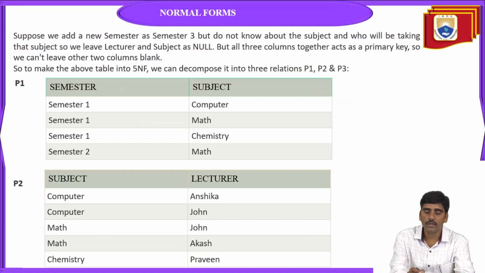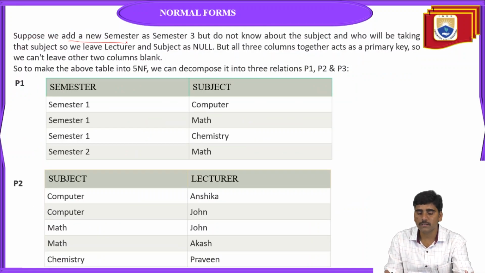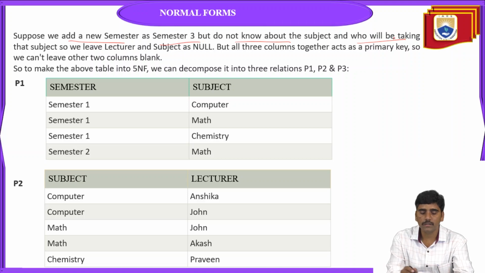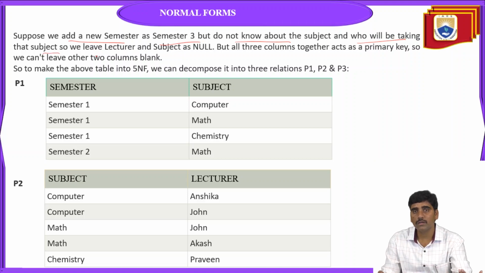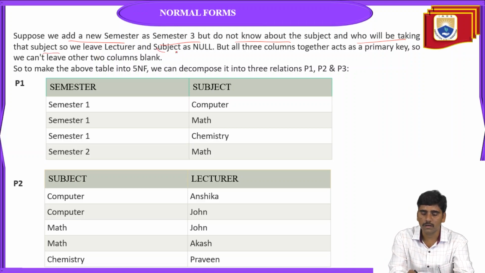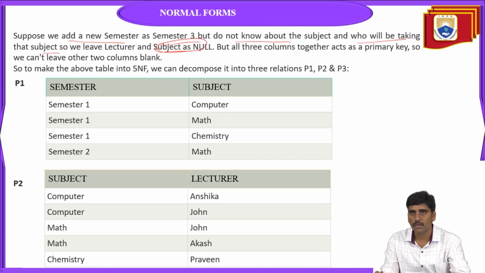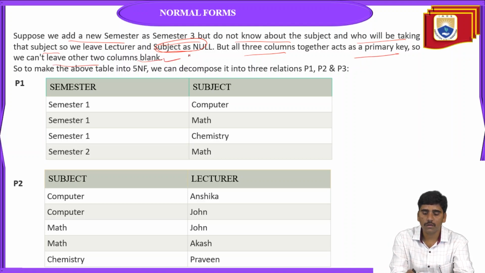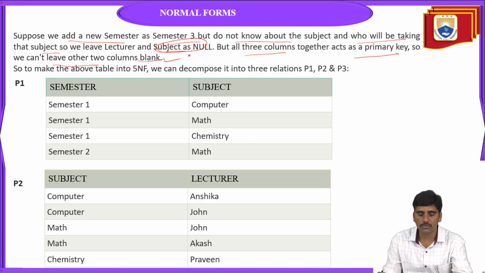So suppose we add a new semester as semester 3, but do not know about the subject and who will be taking that subject. So we leave lecturer and subject as null. But all three columns together act as a primary key. So we cannot leave the other two columns blank. So at that moment, what should we do?